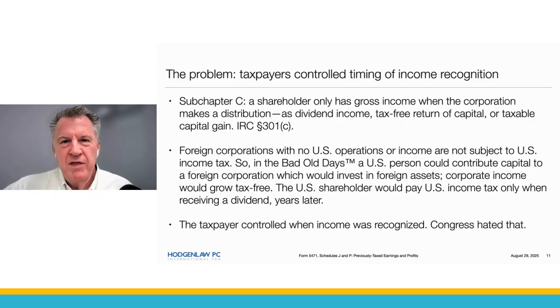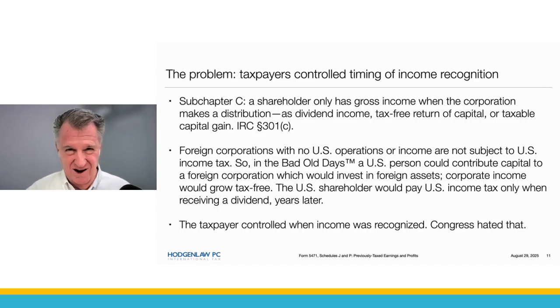So the problem in the bad old days, and the bad old days is defined as before 1962, is that if you were a wealthy US citizen, you would game subchapter C, right? Subchapter C says that a shareholder doesn't have any income out of a corporation until the corporation makes a distribution, right? So you put some capital into a corporation and you never pay a dividend. All of that capital is going to compound inside the C corporation until it comes out, and then you, the shareholder, get taxed.